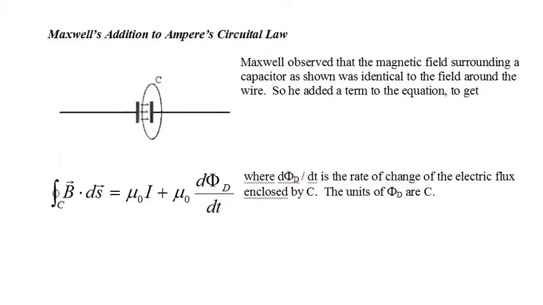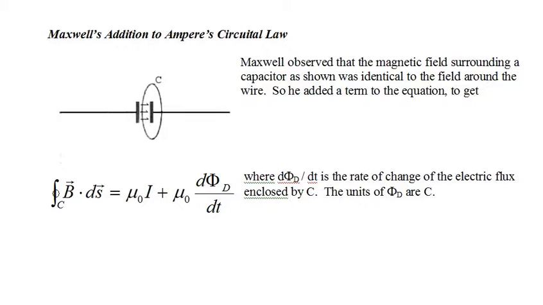To account for this, Maxwell added a second term, shown below, to Ampere's law, so that now the contour integral of the dot product of the magnetic field and the line element equals mu sub 0 times the enclosed current plus the new term, mu sub 0 times the rate of change of the enclosed electric flux, phi sub d. This addition is the key to electromagnetic radiation.